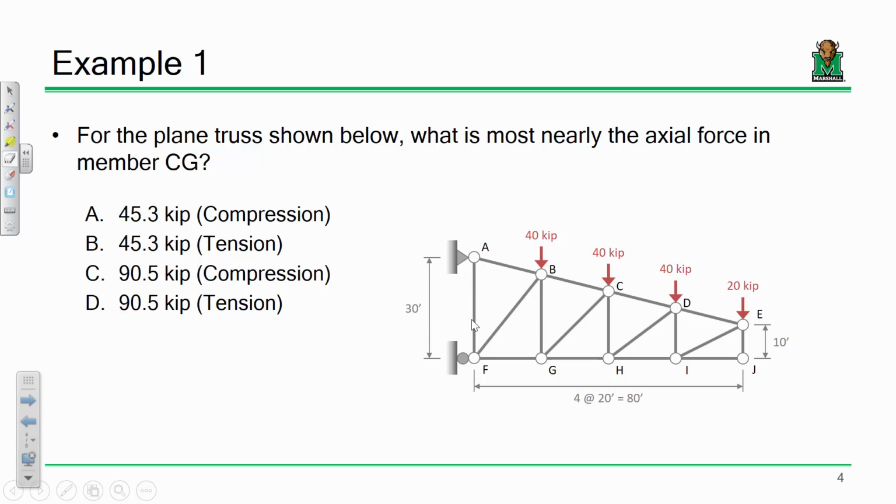Now, for the plane truss shown below, what is most nearly the axial force in member CG? And we've got some compression, tension, etc. Now, let's talk about strategy. Who thinks that the method of joints on this problem is a good idea?